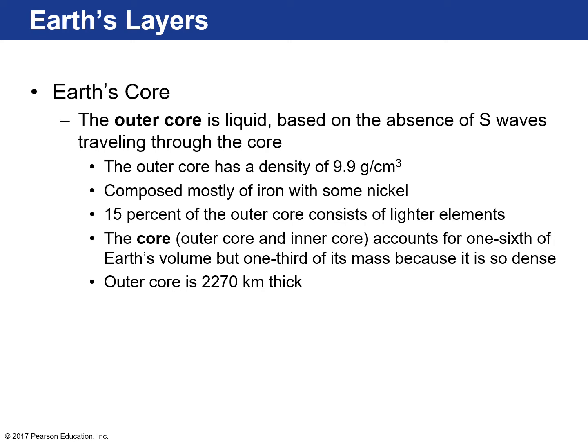The outer core has a density of about 9.9 grams per cubic centimeter. It's mostly iron with some nickel. 15% of the outer core consists of lighter elements. I guess we're not entirely sure what that is. They think it could be sulfur or carbon. And the outer core and inner core make up about 1/6 of the Earth's volume.